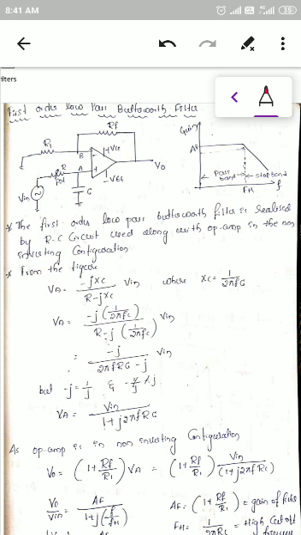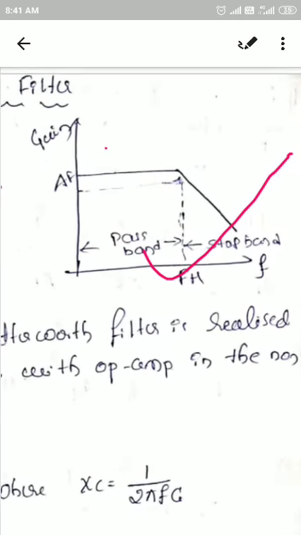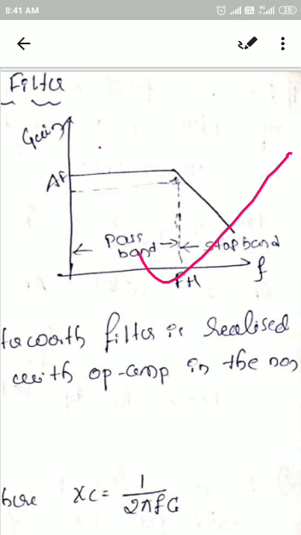This is the equivalent circuit, or a schematic representation, of a first order low pass Butterworth filter, and here is its frequency response characteristics. As I said in the previous class, frequency response is nothing but the variation of gain with respect to frequency. Here fh is the higher cutoff frequency, f is the frequency variation, and AF is the gain.